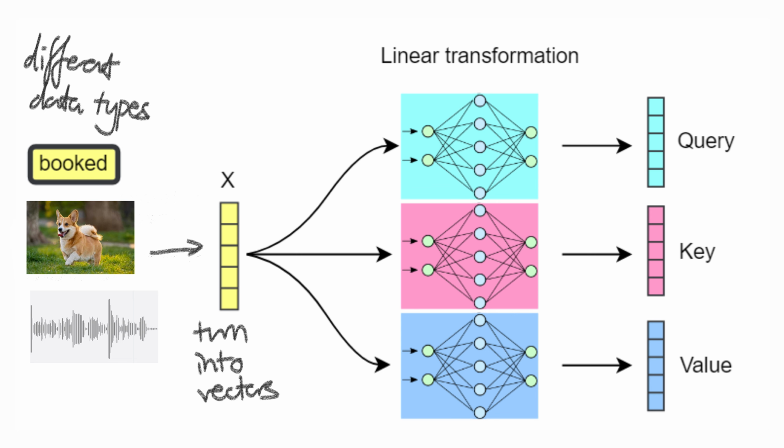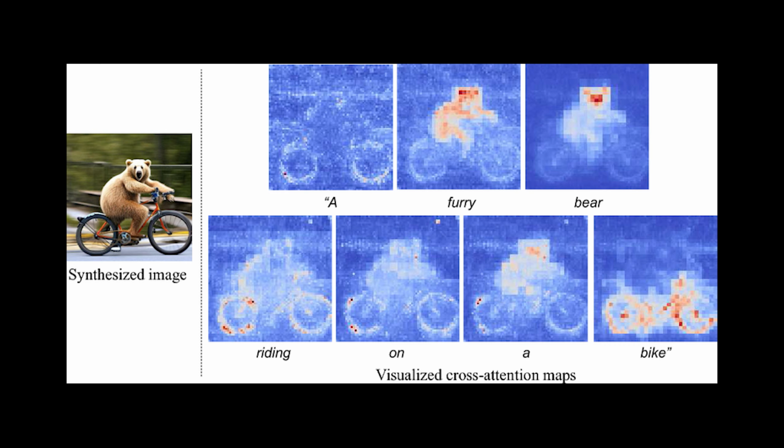Since these types of data, text, images, audio, and so on, all have different numerical formats, we use the query key value matrices to transform them into a common dimension. This lets neural network models apply attention across different types of data, which we call cross-attention.